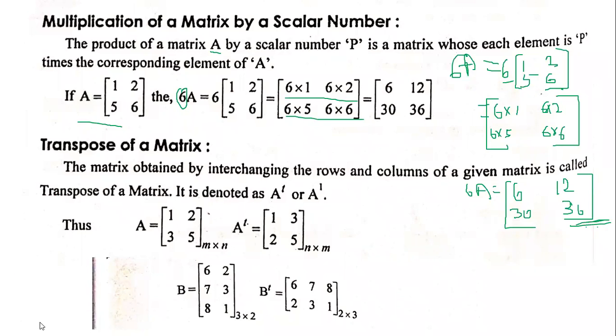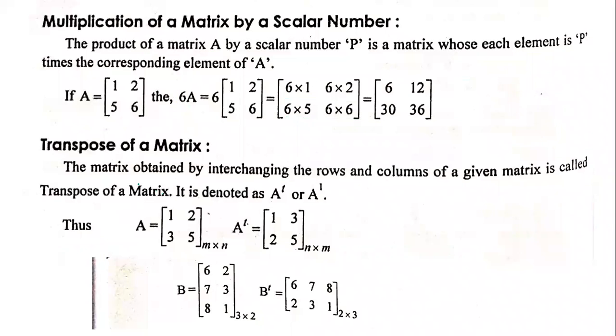Next is transpose of a matrix. Now in transpose of a matrix, we'll have to find out the opposite part of the matrix. Transpose of a matrix is the matrix obtained by interchanging the rows and columns. This is again a very interesting topic. Understand this, in most problems you will find such questions. Interchanging the rows and columns of a given matrix is called the transpose of a matrix, and it is denoted either by A T, or just write A and put a small T above. That is called transpose. So A T is A transpose.